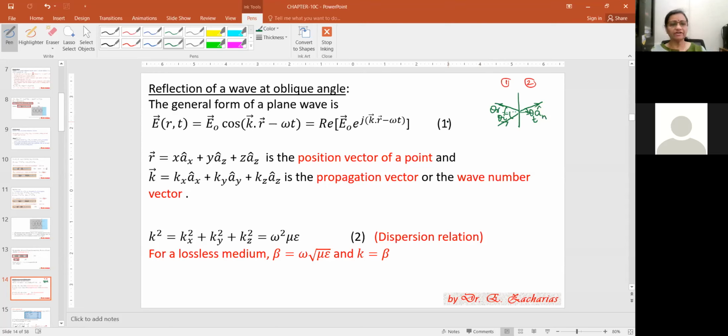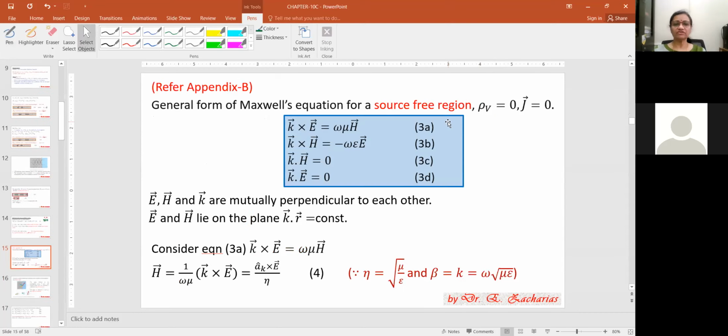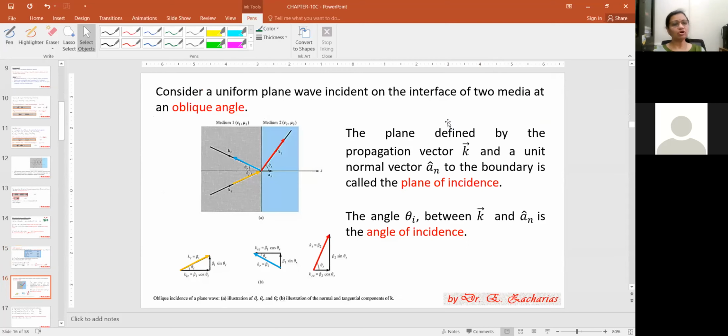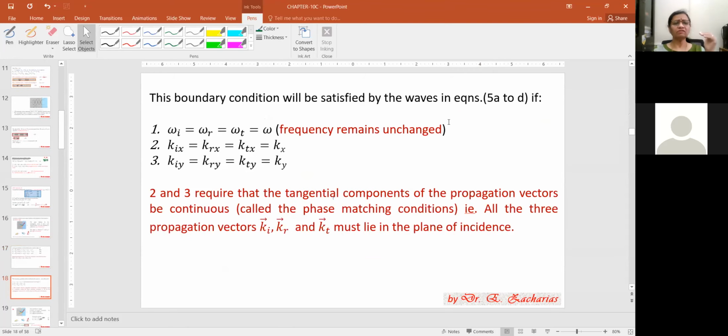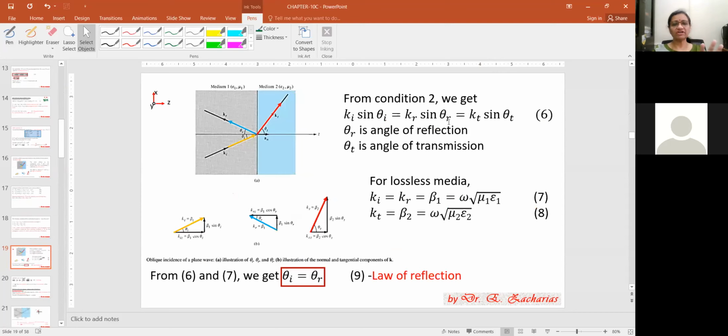I think we already discussed this part, reflection at an oblique angle. Yes, we have already discussed this. We wrote the equations for Maxwell's equations also. Then we talked about the angle of incidence and the angle of reflection. Then we saw how the frequency doesn't change when there is a transmission or reflection. Then we wrote the k vector in x, y and z components. Then the square root of the sum of the squares of these components gives your k vector.